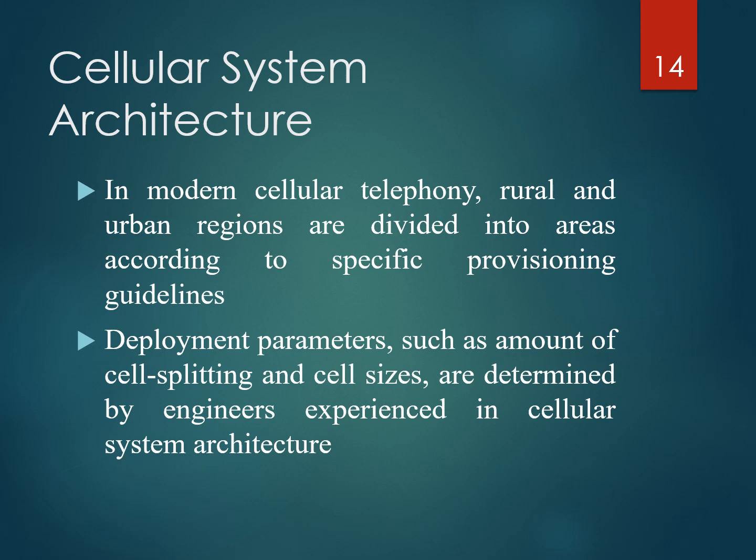Cellular system architecture. In modern cellular telephony, rural and urban regions are divided into areas according to the specific provision guidance. In the rural area, the population and subscribers are fewer, and in the urban regions the subscribers are more. So based upon the population, we have to split the cells. Deployment parameters such as the amount of cell splitting and cell sizes are determined by engineers' experience in cellular system architecture. So based upon the strength of the population, we are splitting the cells, and cell size is designed according to the need of the subscribers.